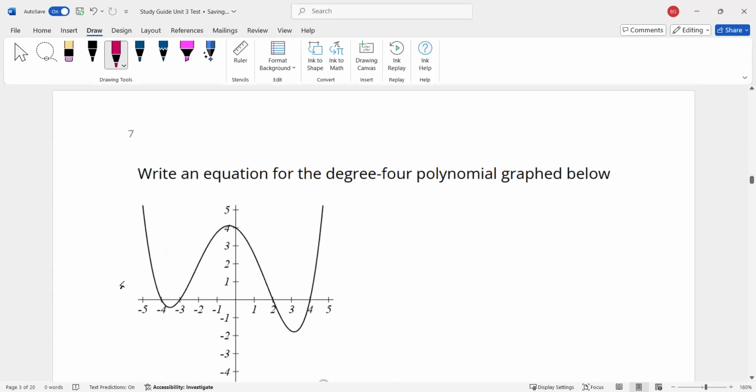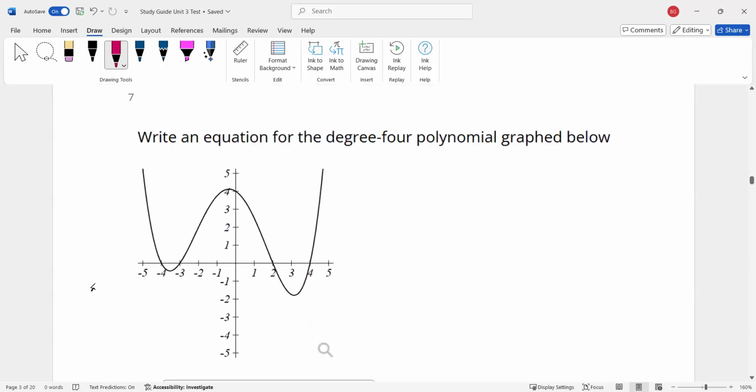Question number 7. Write an equation for the degree 4 polynomial graphed below. Important, we need to identify the 4 zeros. As you can see, we have one here, here, here, here. So the 4 zeros are -4, -3, +2, and +4.